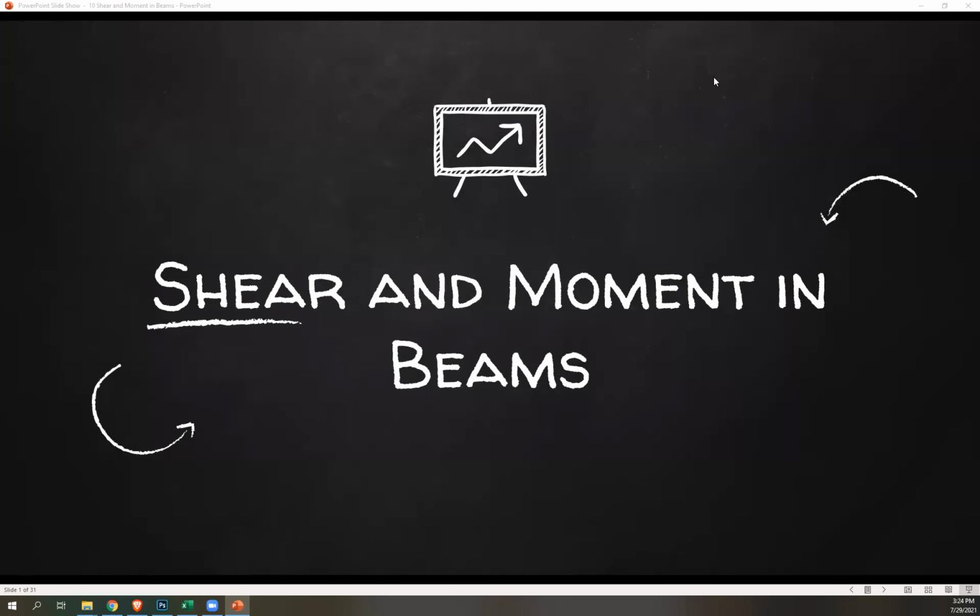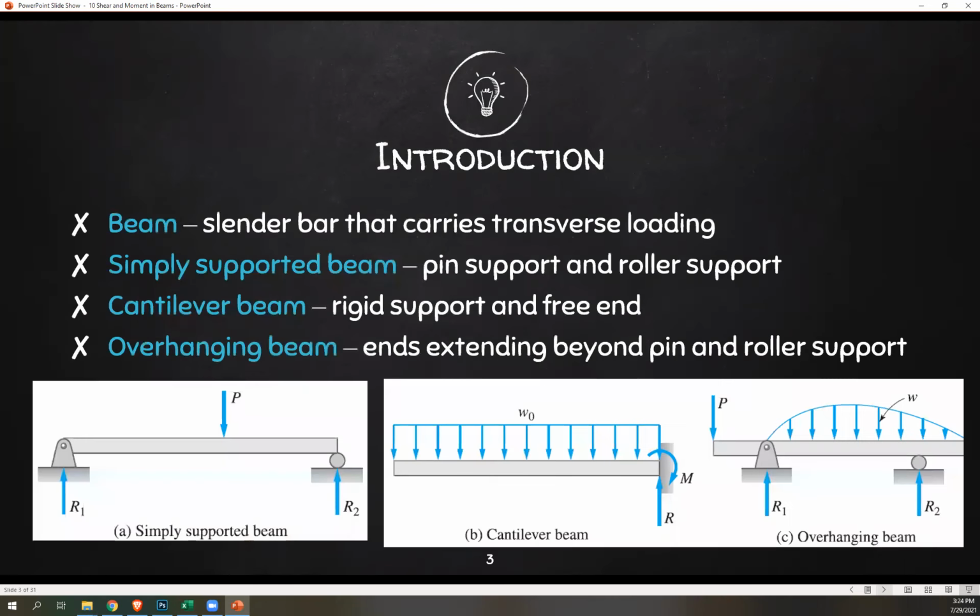So the next topic, and one of our last topics for this course, is shear and moment in beams. So again, let's have an introduction. Let's consider first the types of beam that we have. A beam is a slender bar that carries transverse loading. We generally have three types: simply supported, cantilever, and overhanging.